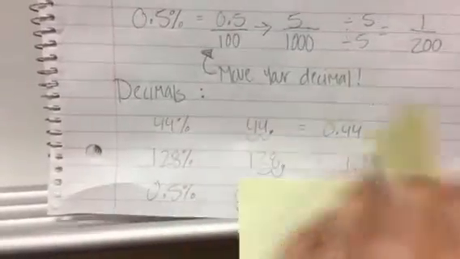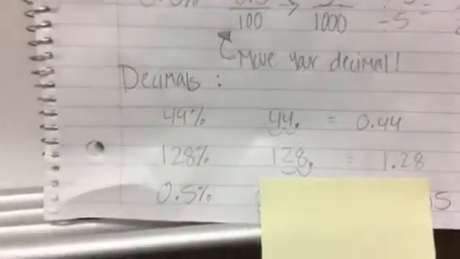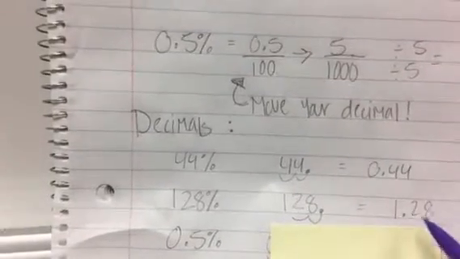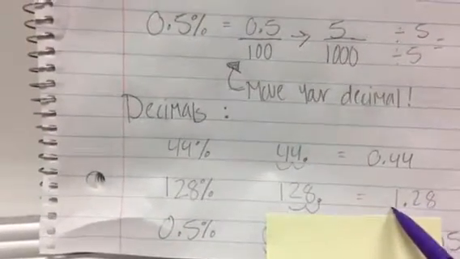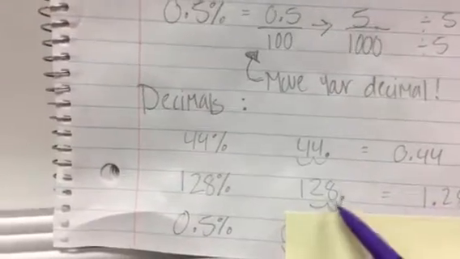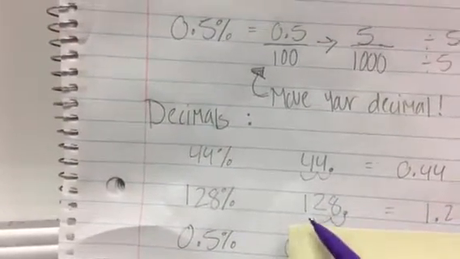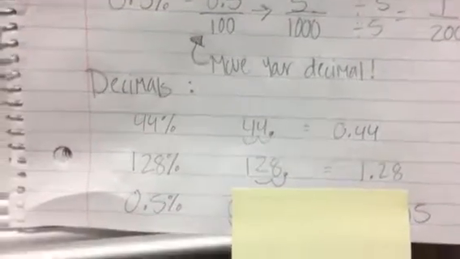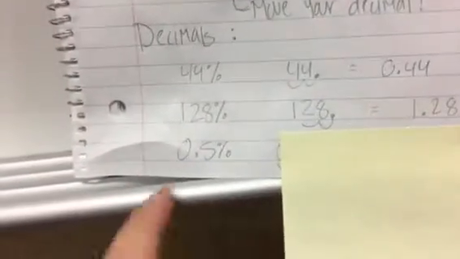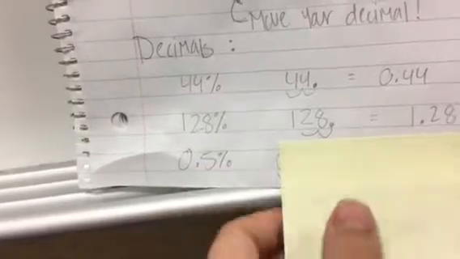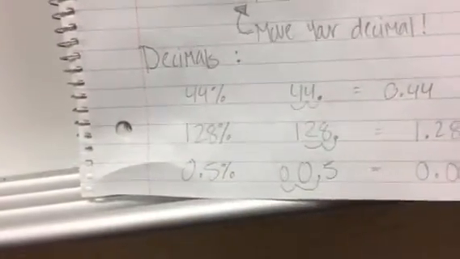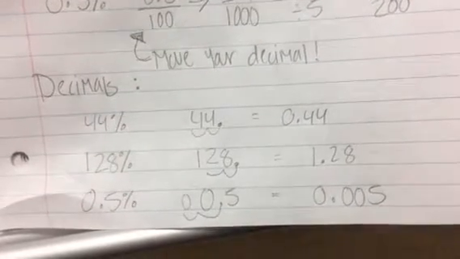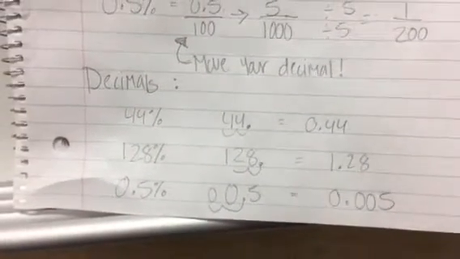Okay, so now we have 128, same thing. Anytime you're dealing with more than 100%, you will have a number in front of our decimal. So we have 128, we move the decimal 2 places to the left, and then we're left with 1.28. Okay, and then last one, even when we're working with not even a full percent, so 0.5%, we're still going to move the decimal 2 places to the left. So then we're going to be left with 0.005. Again, if you want to pause it.